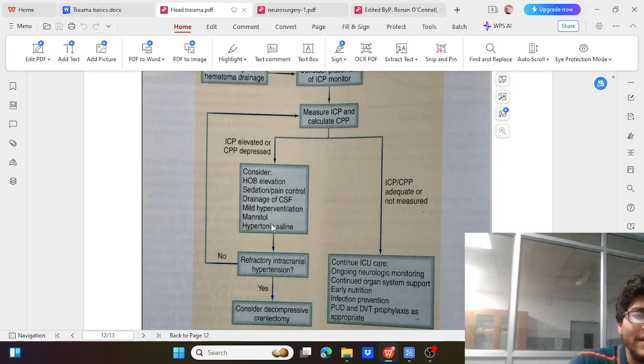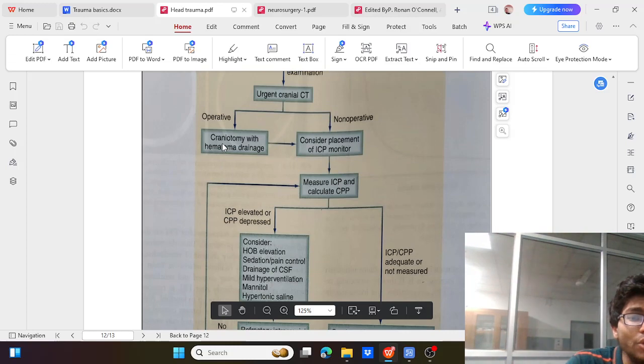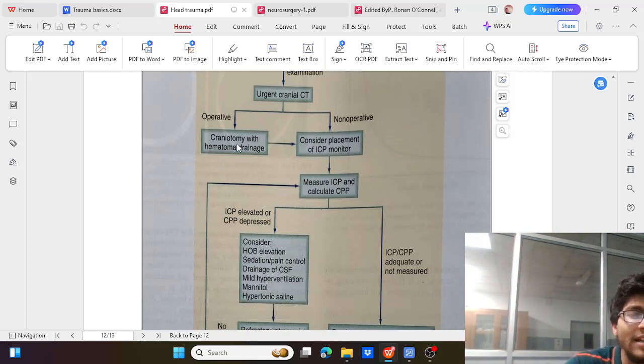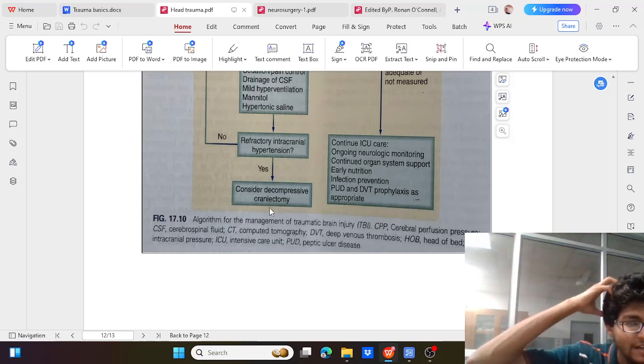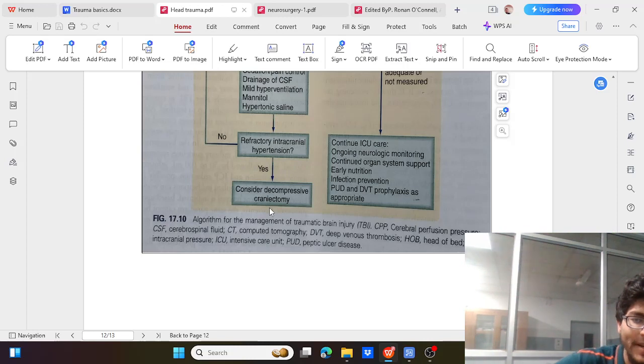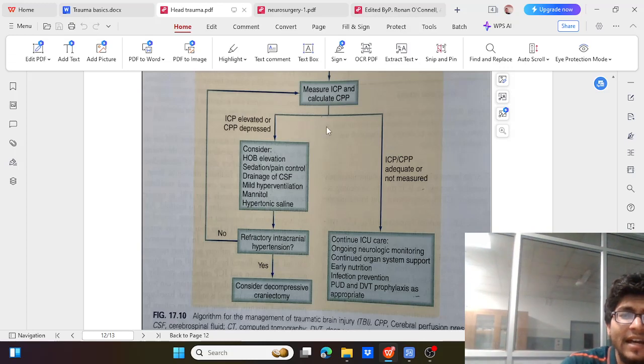Okay, so even after that the pressure is not being managed, it is refractory, then we will have to go for craniotomy and remove the skull for some time, that is decompressive craniectomy. So here it was craniotomy, where we open and again close the skull, and here it is decompressive craniectomy, where we remove the skull and temporarily keep it in the abdomen until the patient recovers. We can later re-implant it, replace it in the skull. So decompressive craniectomy.